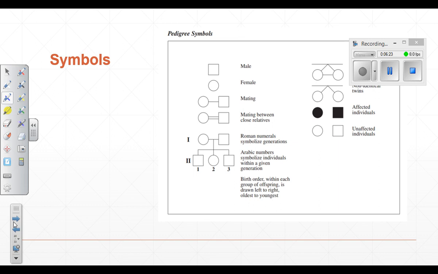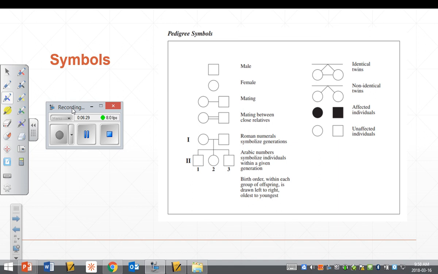When we take a look at a pedigree, this is exactly what you have in your data booklet, which means you don't have to memorize it. I just want to explain what some of the symbols represent. So first of all, you have male and female. Simply by whether it's a square or circle, you immediately know if the person has two X chromosomes or an X and a Y chromosome, which is incredibly useful if you're talking about traits that are sex-linked.